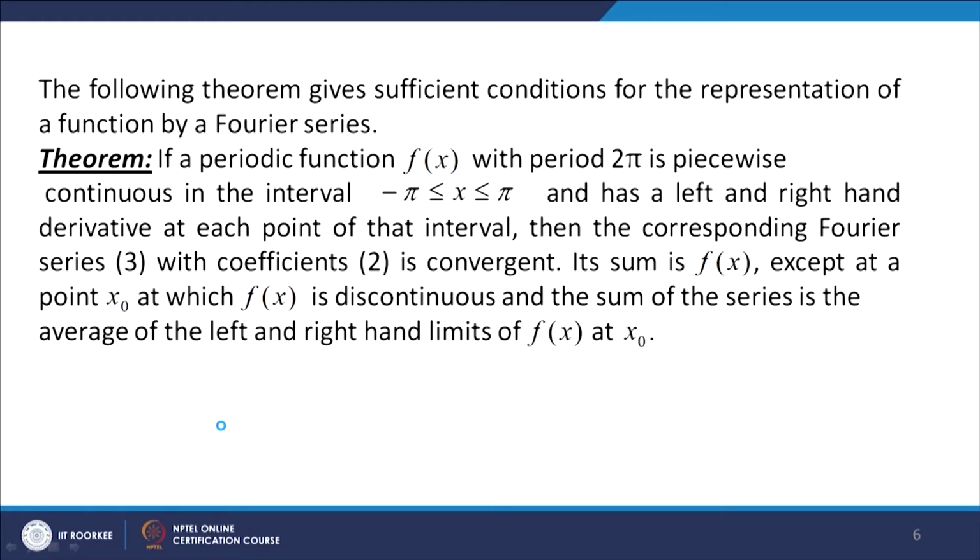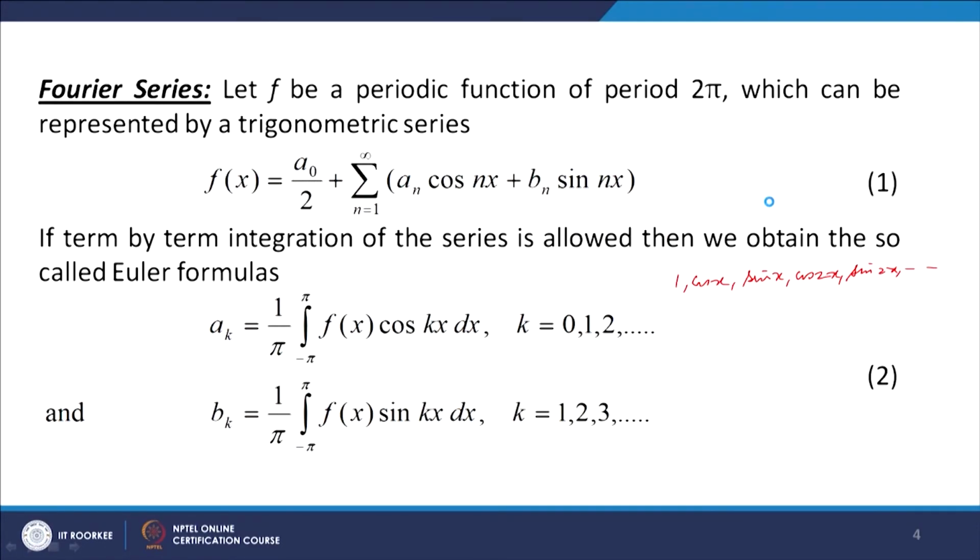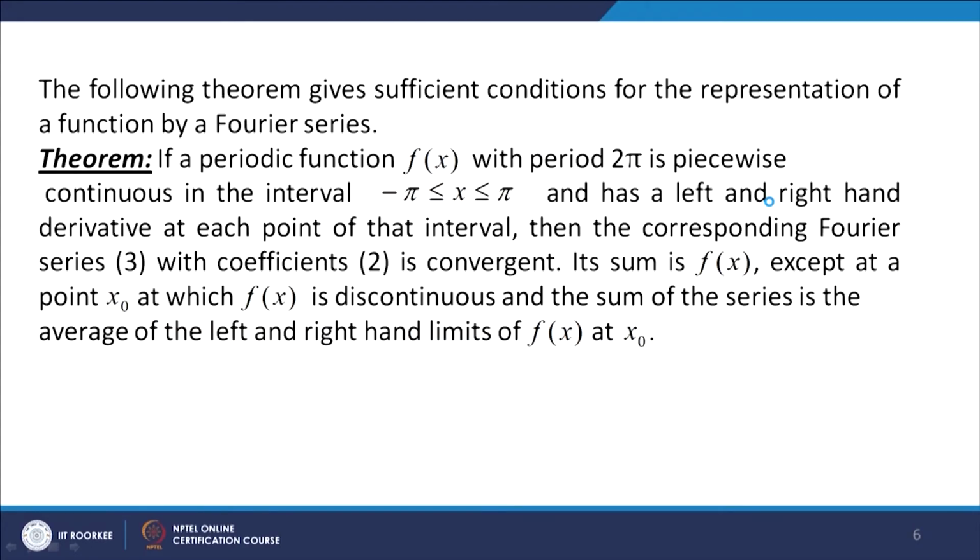If a periodic function f(x) with period 2π is piecewise continuous in the interval −π to π and has a left and right hand derivative at each point of that interval, then the corresponding Fourier series (3) with coefficients (2) is convergent. This series is convergent and its coefficients are given by these formulas. These formulas are called Euler's formulas. Its sum is f(x).